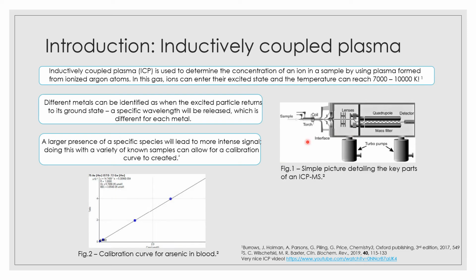For example, here's a calibration curve for arsenic concentrations in blood. Say these samples are all the same size, but this one is going to have a much bigger arsenic concentration. So we will have a much more intense signal compared to the ones further down. If we have an unknown sample, we can look at our intensity of the signal and then figure out the concentration from there. So that's one way of determining the concentration of the ions you know you have.